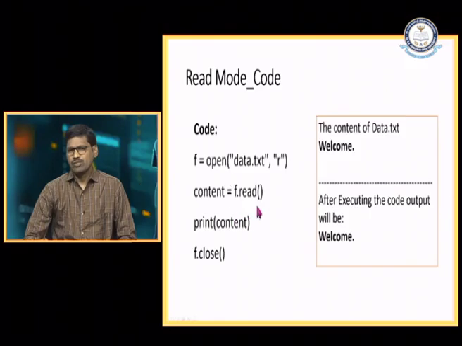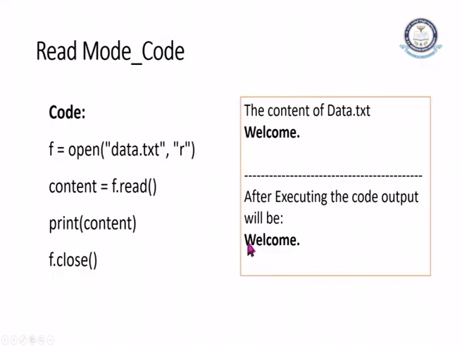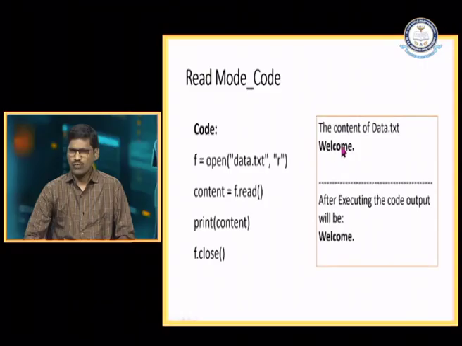Now, if you execute this code, the output you are getting is welcome. How are we getting this welcome? Because that is the content we have in the file data.txt. What is the overall purpose of this code? I want to open a file in the read mode. The mode is read, that is why the file is opened in the read mode. Whatever content you have in the file will be read and printed on the screen. That is the concept about this code.